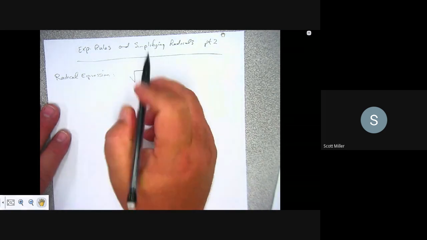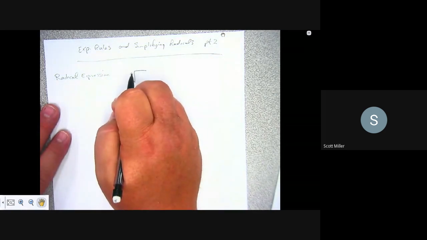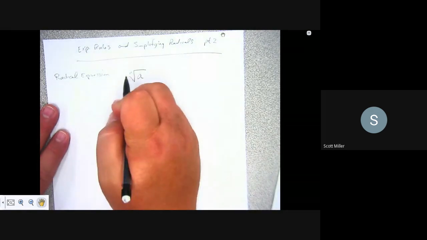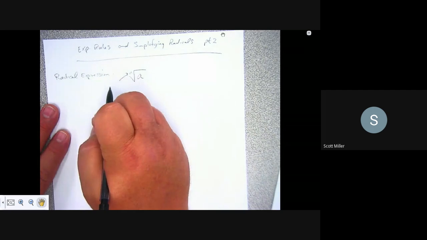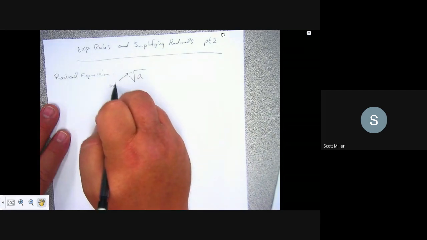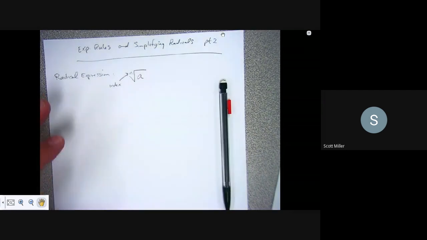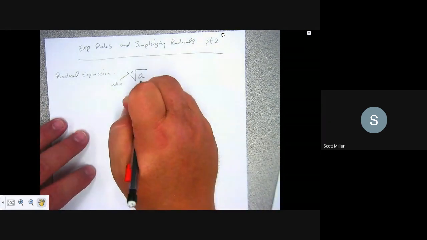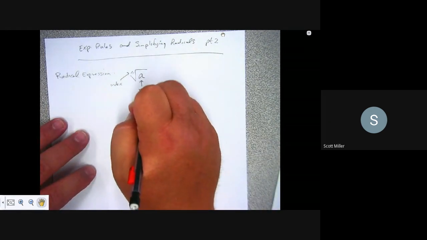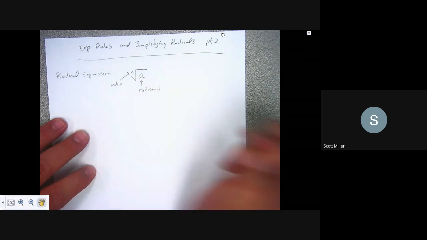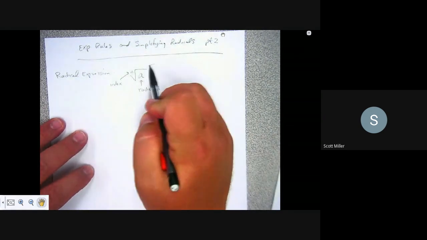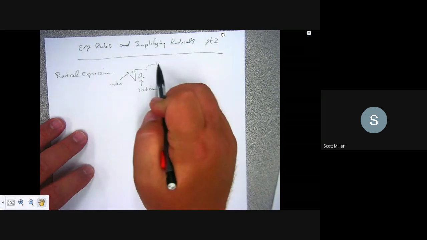So what really has to be here is this little n goes right here. And then you have some number inside. This n is called the index. This number underneath is called the radicand. And this whole thing right here, with the n and the symbol, this is the radical symbol.